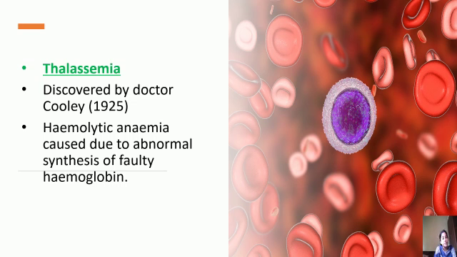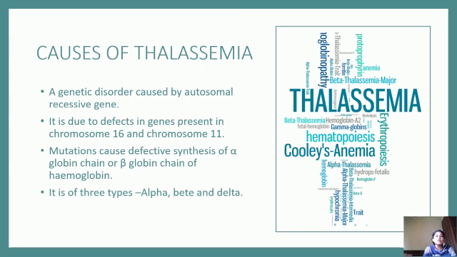RBCs generally get destroyed or there is a lower number of RBC because there is faulty synthesis of hemoglobin. Now, what are the causes of thalassemia? The first thing is that it is a genetic disease which is caused by an autosomal recessive gene. That means it is an autosomal genetic disease and the allele is a recessive allele. Or we can say it is a recessive gene which is actually causing this autosomal disease.